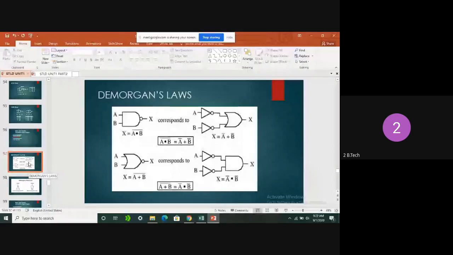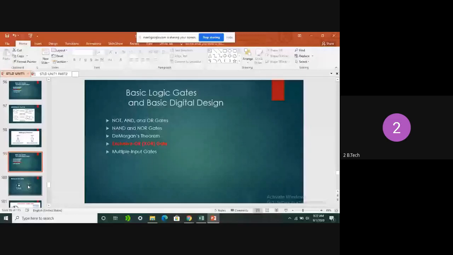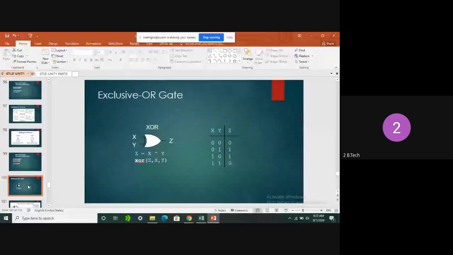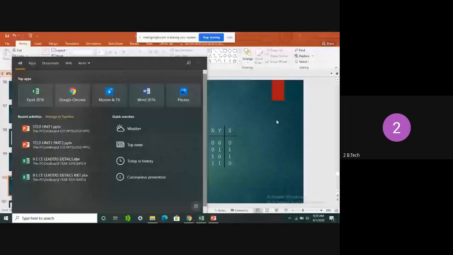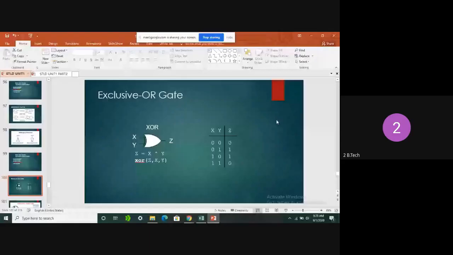And see here, one more gate is there. This is also a special purpose gate, that is nothing but exclusive OR. Clear? This is another type of gate, and we can also observe its symbol, how it is represented. So up to now, what we have discussed: the first one is NOT gate, AND gate, OR gate, and then two special purpose gates, NAND and NOR. Thereafter, we are going to see another type of gate, that is exclusive OR gate.